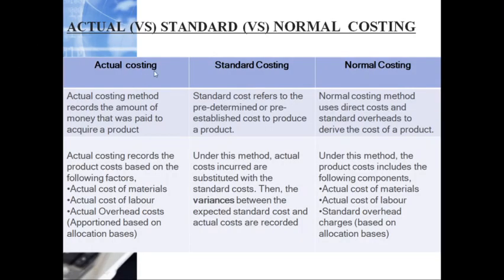What is actual costing? Under this method, we use the actual cost of material, actual cost of labor and actual overheads incurred during the period to calculate the total cost of the product produced. Under the actual costing method, we record only the amount that was paid. So we take into account all the actual amounts. Once it is incurred, we take the material cost, the labor cost and the overhead cost. We total it up to determine the total cost of the product. That's the actual costing method. We have another method which is called standard costing.